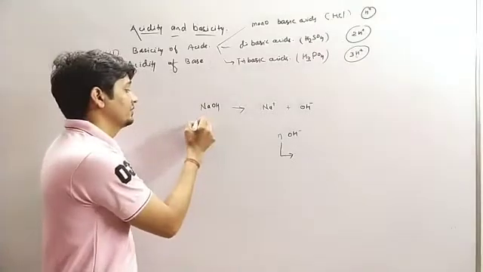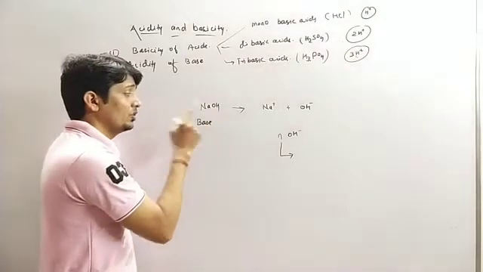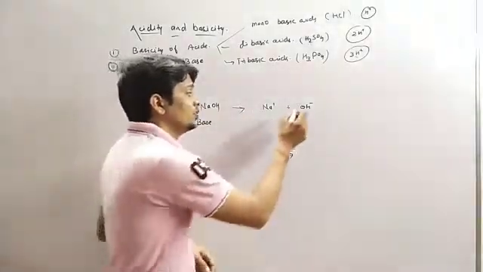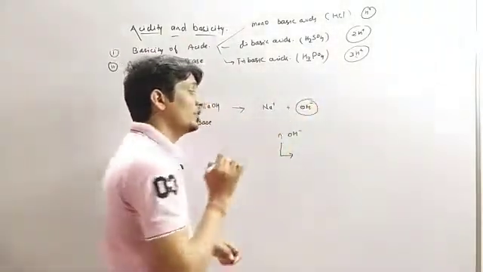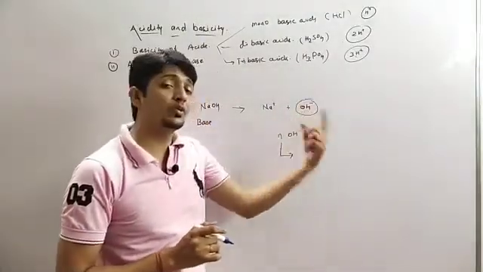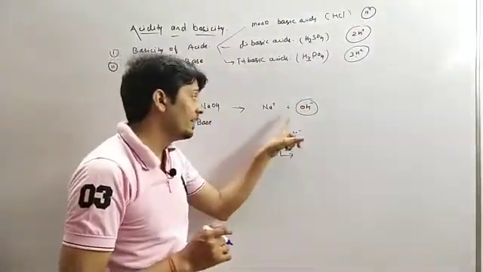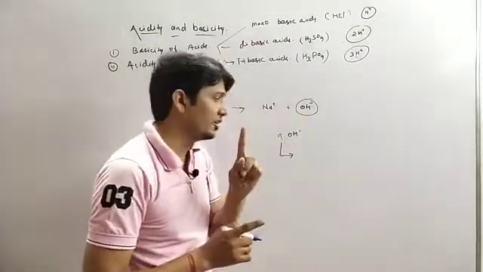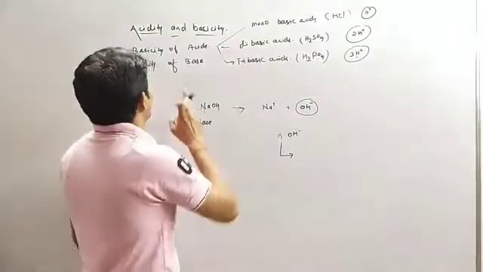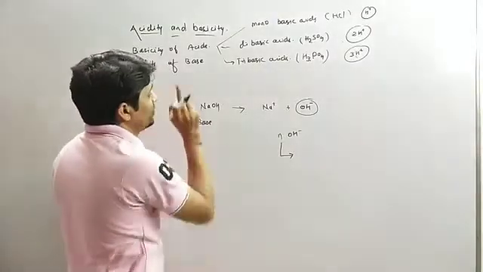Sodium hydroxide is the base, and when we dissolve it in water we get only one OH negative ion, which means this OH negative ion can be replaced. That is why it releases one OH ion, which means it is a monoacidic base, or the acidity of the base is one.